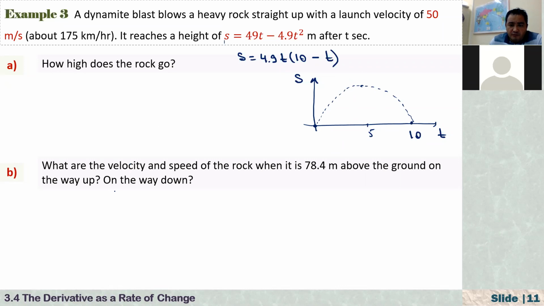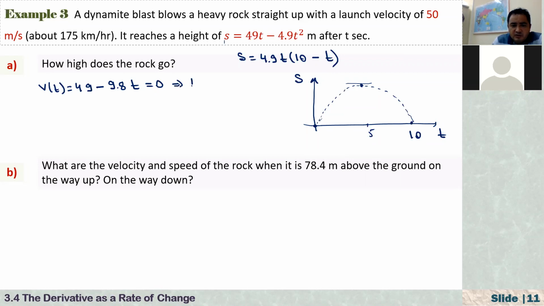So what is the first question? How high does the rock go? As you see here, it's going up, up, up, and the velocity is changing. At the top, the velocity is equal to 0, and after that it starts moving down. So we need to find the time where the velocity is equal to 0. If you differentiate this, velocity is equal to 49 minus 9.8t, which should equal 0. So we should find this time.